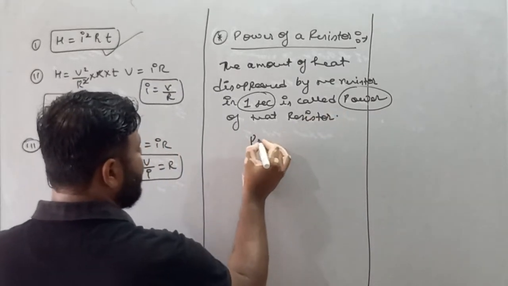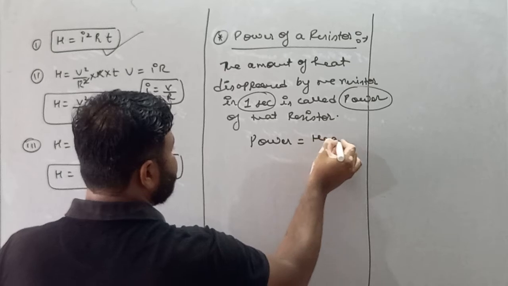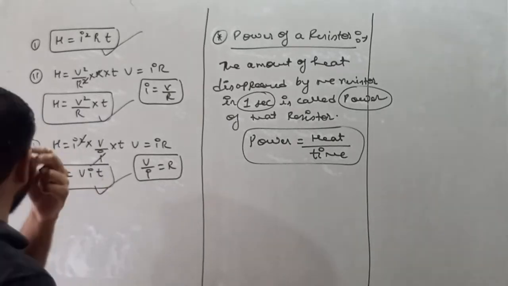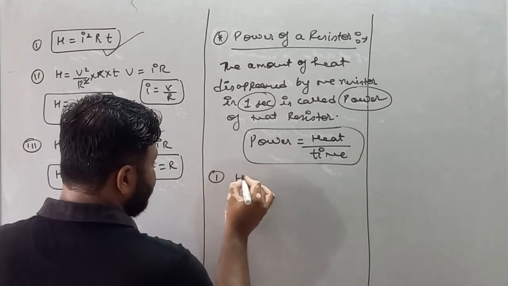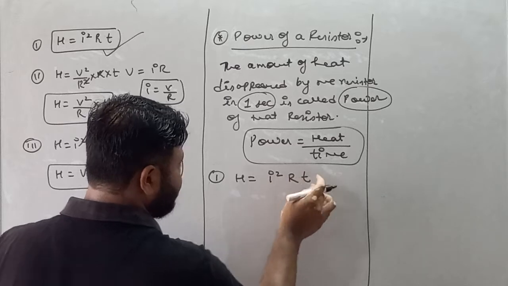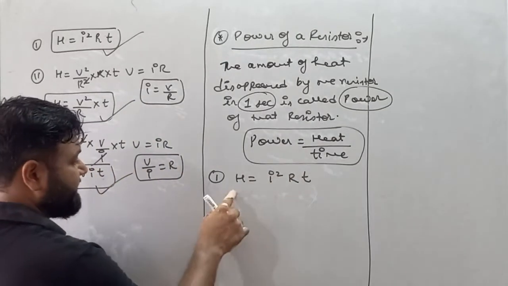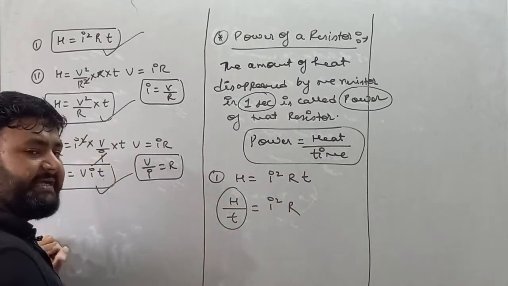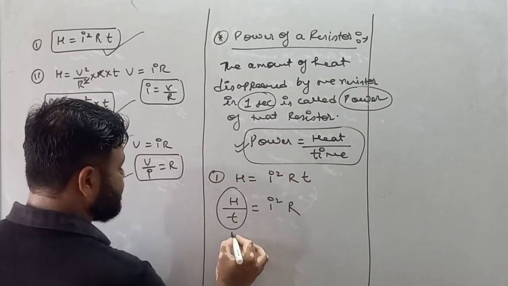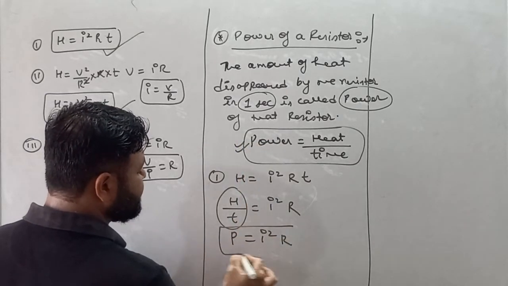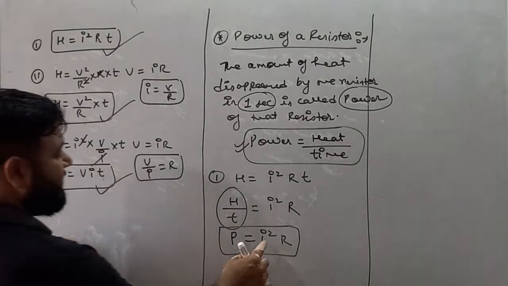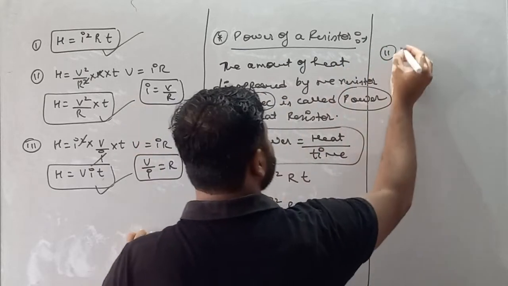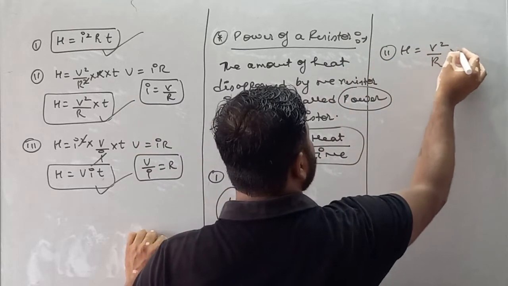And the formula of power is nothing but heat upon time. Now see, my dear student, the first formula of heat is H = I²RT. If I take T in the denominator with H, so H/T = I²R, and we know heat per unit time is nothing but power. So one formula of power dissipated by the resistor is I²R. Moving forward, the next formula for heat is H = V²/R × T.